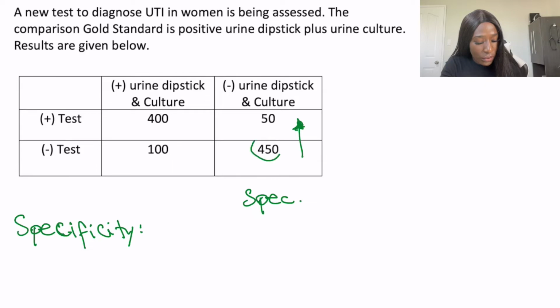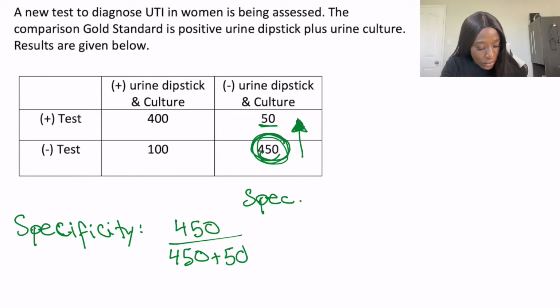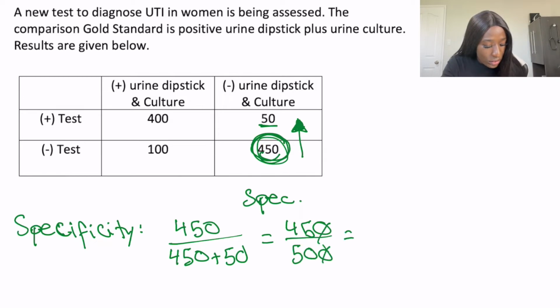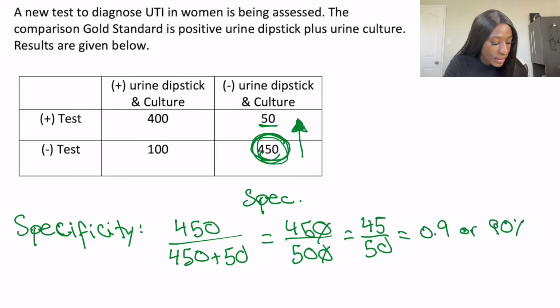So like I said before, circle whatever the arrow starts, put it on top, 150, and then you're going to divide it by whatever you circled again, 150, plus wherever the arrow ends, in this case 50. So this will be 450 divided by 500. Cross, this is 45 divided by 50, which is 0.9 or 90%. I'm telling you, I should teach math. Maybe I should teach math. Let me know, what should I do?